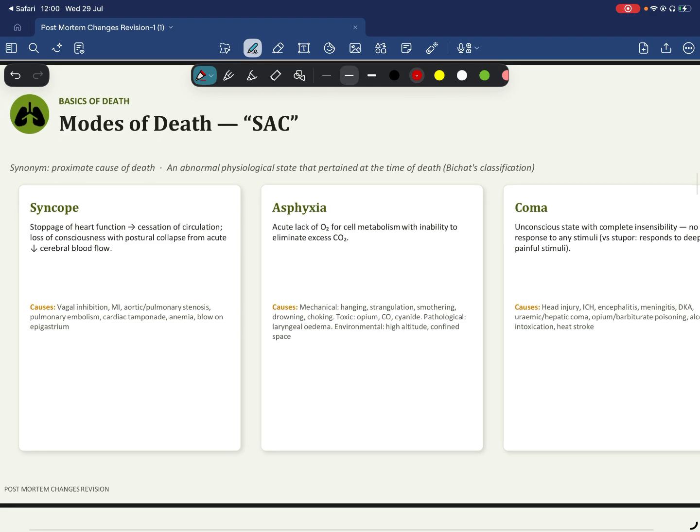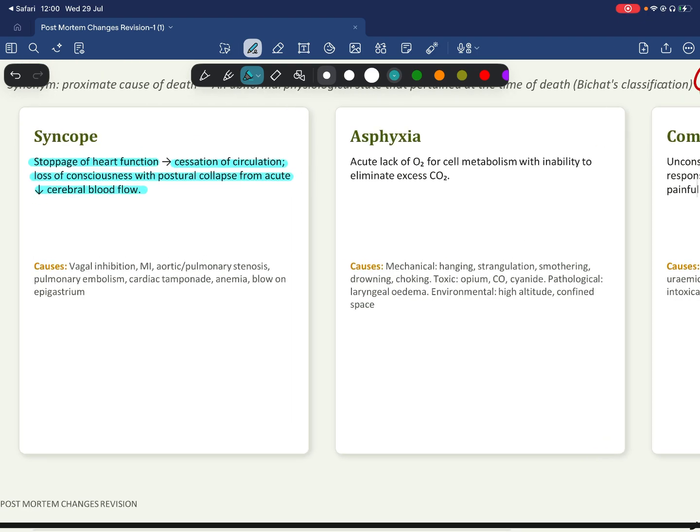Modes of death. The mode is defined as the abnormal physiological state that is present at the time of death. We have Bichat's classification, which can be remembered by the mnemonic SAC, which stands for syncope, asphyxia, and coma. Syncope is defined as stoppage of heart function, which leads to cessation of circulation. This leads to loss of consciousness with postural collapse from acute decreased cerebral blood flow. Causes can be vagal inhibition, myocardial infarction, aortic or pulmonary stenosis, pulmonary embolism, cardiac tamponade, anemia, or a blow on the epigastrium.